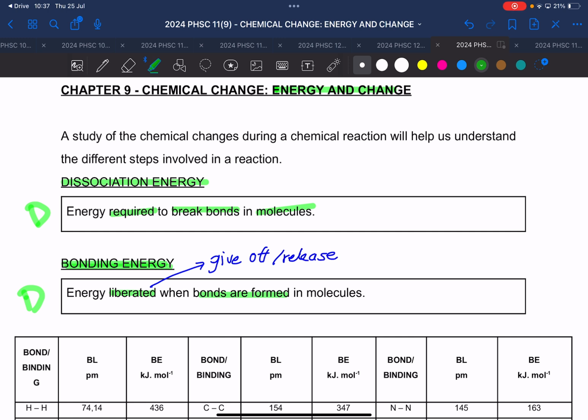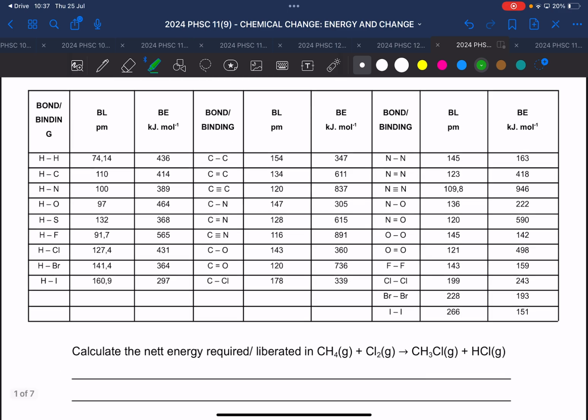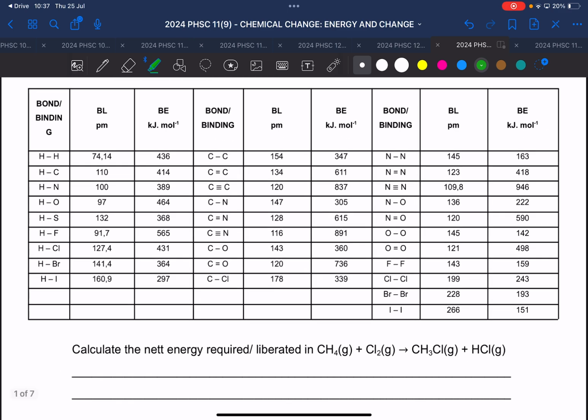Now you can see this atom here has a place where a bond can form. It's unhappy. Electrons aren't paired, orbitals aren't filled. So when it forms a bond, it gives off energy. It's more stable now. If we look here, I think you've seen this before. This table. You're just going to look at it again. Calculate the net energy required or liberated in that equation when that reaction happens.